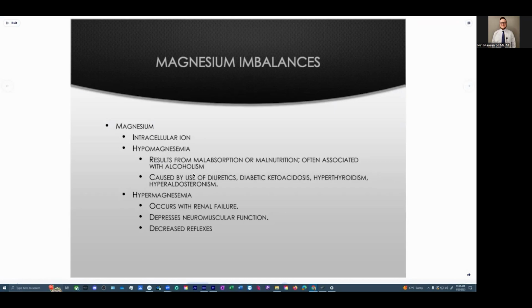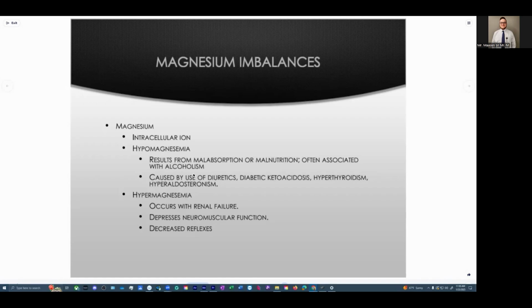So let's talk about magnesium imbalance. Let's talk about a couple here to finish off the electrolyte conversation. Magnesium is mostly inside the cell. So hypomagnesemia is usually malabsorption or malnutrition, usually associated with alcoholism because of the way our body processes alcohol. And people that suffer from alcoholism tend to not have the most regular and nutritious diet. Hypomagnesemia could also be caused by diuretics and some other odd things.